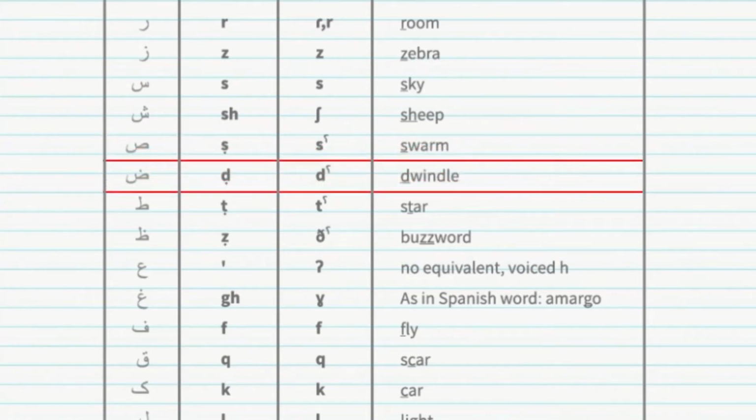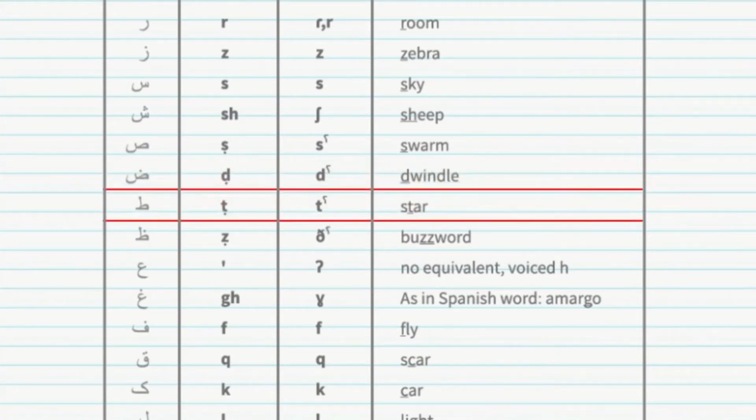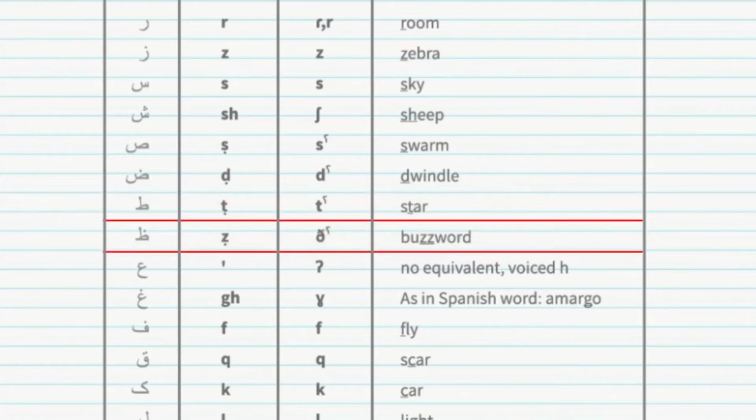Dad. This sound is similar to English D but with the throat constricted. Daw. Ta. This sound is similar to T but with the throat constricted. Tabib.